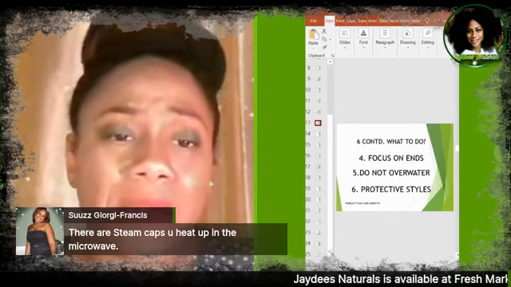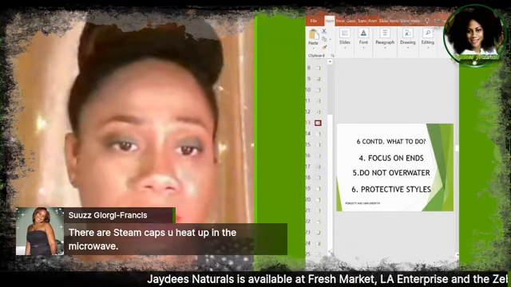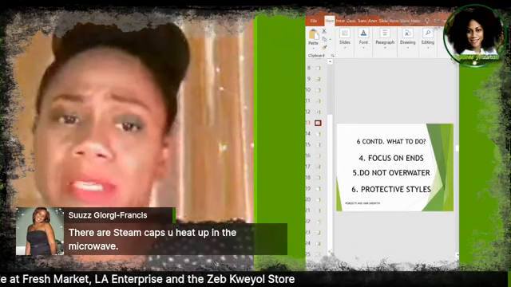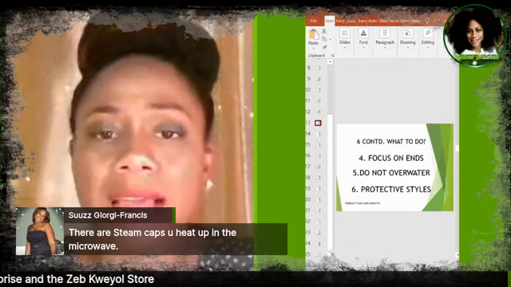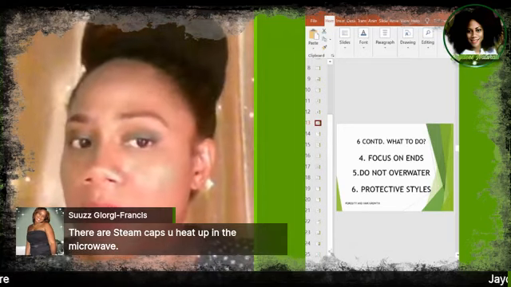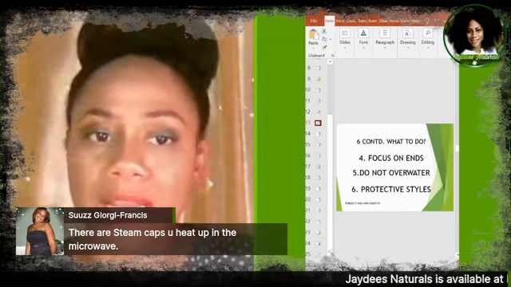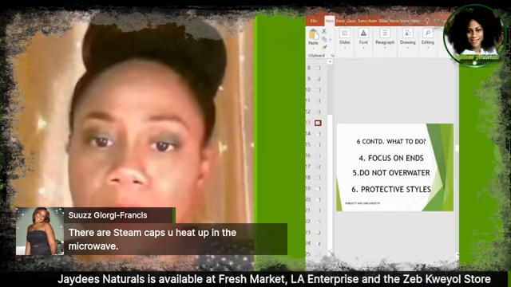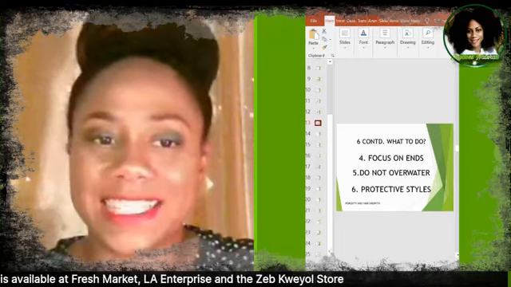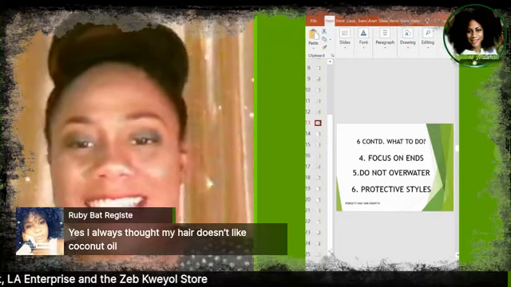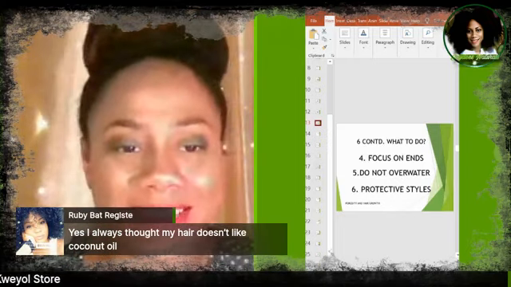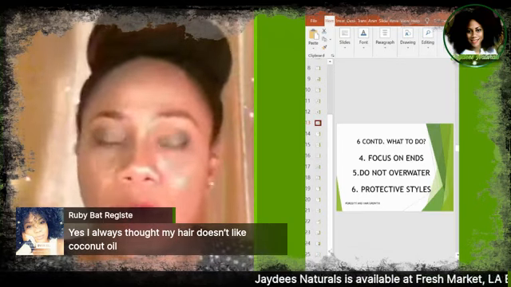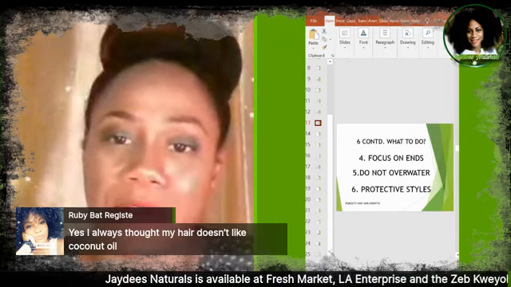Yeah, so some people love coconut oil and what it does for the hair, some don't. And most of those who don't and ask me questions about the coconut oil, I tell them maybe it's because you leave it on the hair. But if you use it as a pre-poo, you would find that it does wonders for your hair. Okay? Yes. So Ruby says, I always thought my hair doesn't like coconut. Try it as a pre-poo and you will see. Or just use it very sparingly.